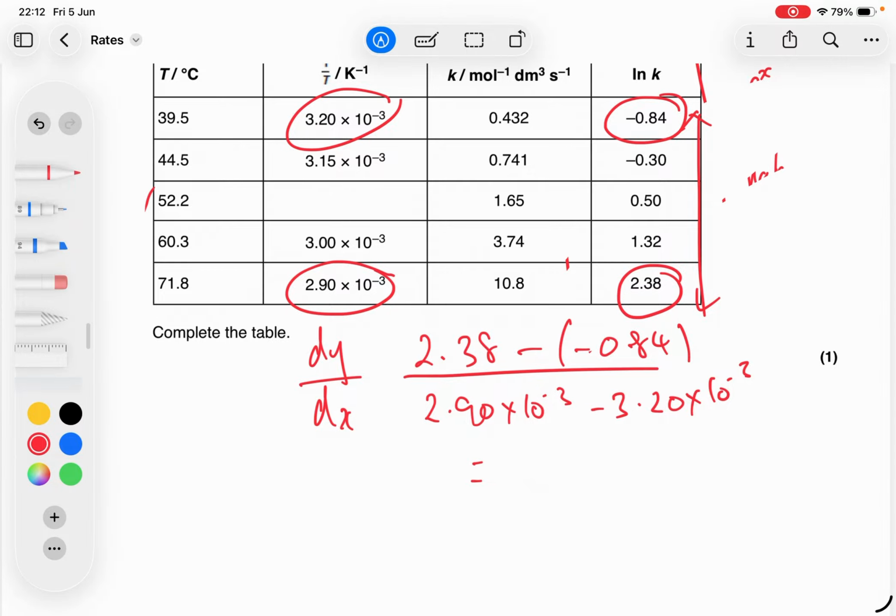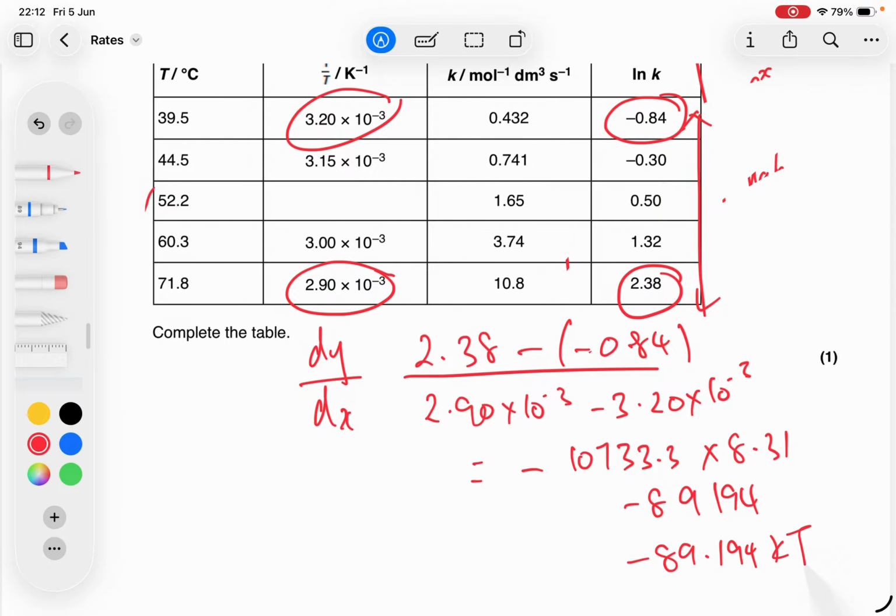And that comes to minus 107,333. Times that by 8.31. So times by 8.31, and you get a gradient of minus 89,194, which is minus 89.194 kilojoules per mole.